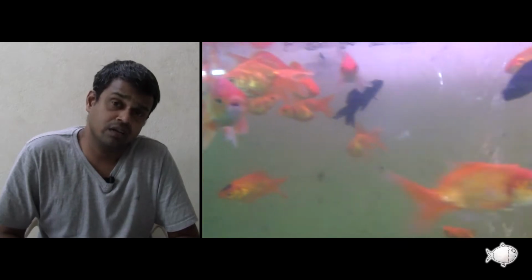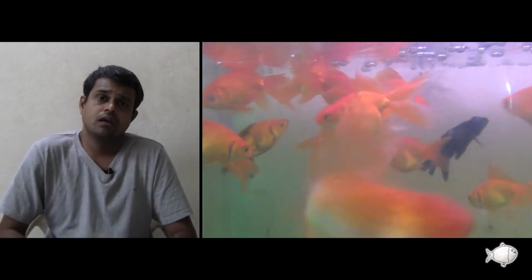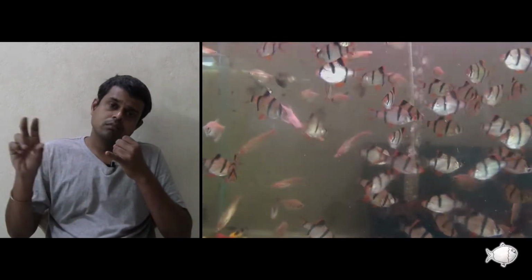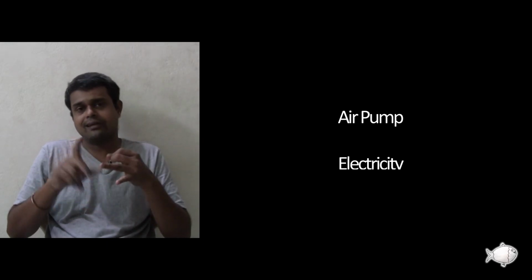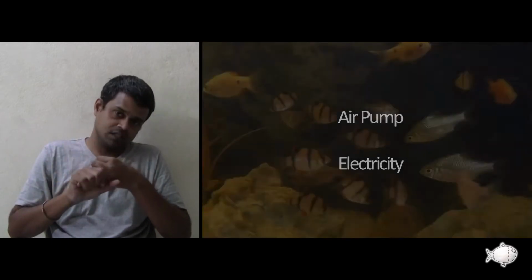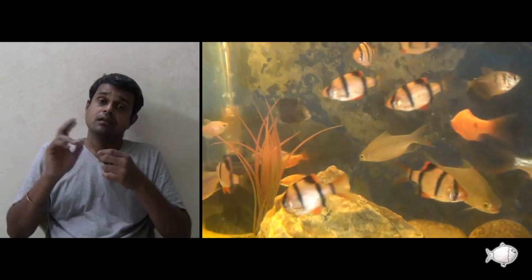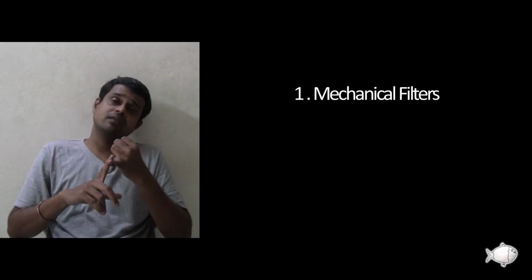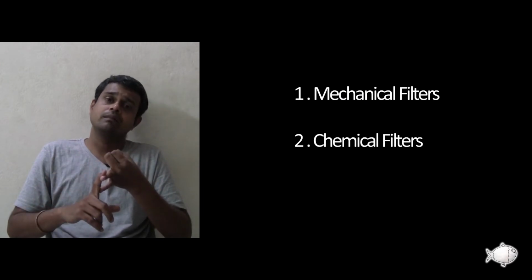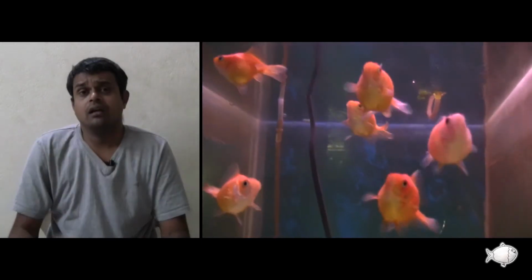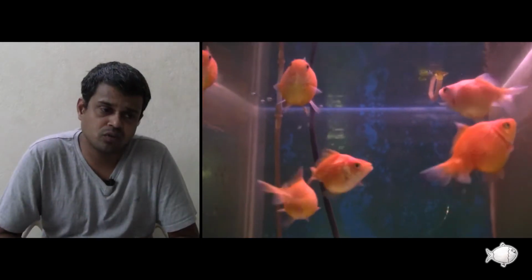There are different varieties of filters. A few of the filters work when they are connected to an air pump, and a few more filters work on electricity. So these are the first two categories, based on what power they work on. After that, the filters can be divided into three major categories. Number one is the mechanical filter, the second is the chemical filter, and the third is the biological filter.